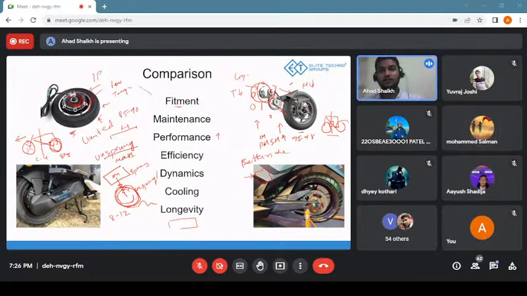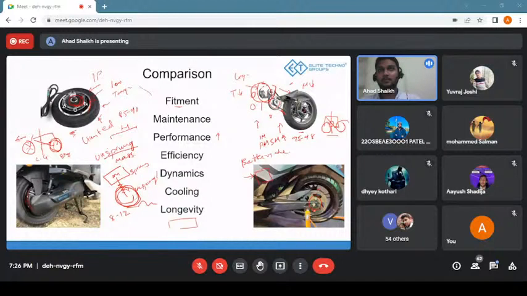Replace the motor at front. So you are saying, instead of putting it in the rear wheel, if you put it on the front wheel, will it affect? I hope it won't affect that much.